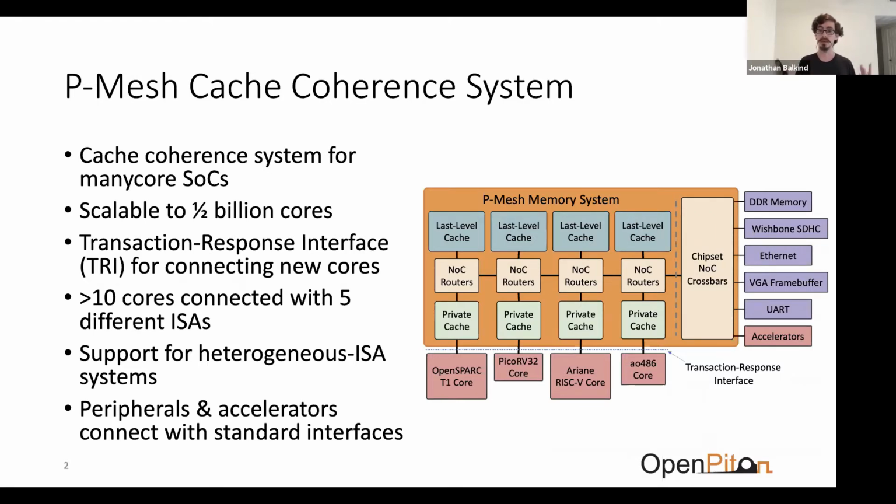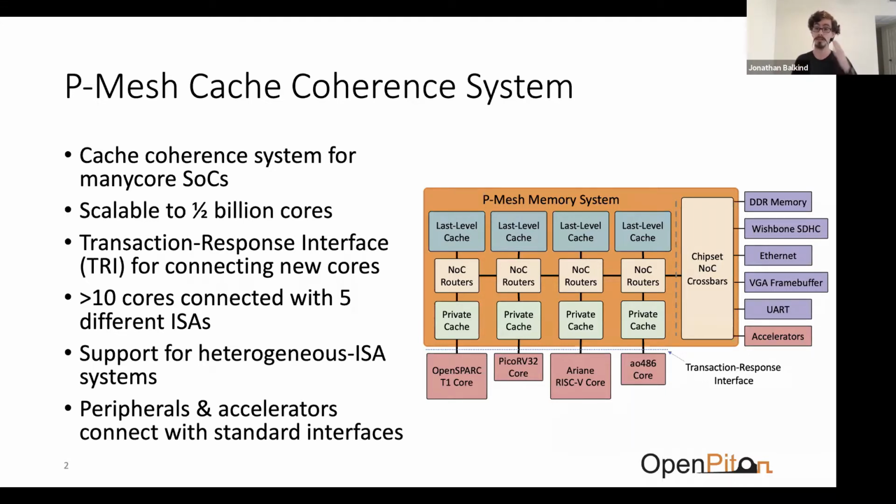The idea is that you can kind of connect a variety of different things and build a really large system around this. And so you'll notice these kind of red boxes at the bottom, the different cores that can connect into the system. And the way that we connect these is using an interface that we call the transaction response interface. And the idea here is that we can be kind of configurable and connect new types of cores that we've never seen before by building this interface.